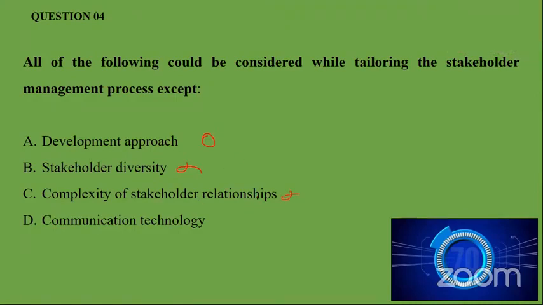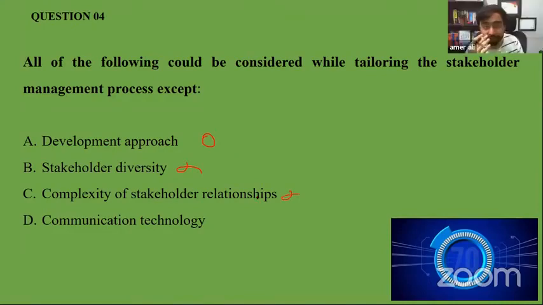Communication technology. Now, this is one of the most important things when you are communicating with stakeholders. Let's say I have a stakeholder from China. I cannot use WhatsApp. They don't use it. So I have to tailor my process and my communication tool. Maybe I need to use WeChat there so that we can communicate. Also, I have students all over the world. If I want to talk to people in Saudi or UAE, WhatsApp will not work. I have to call on the phone.